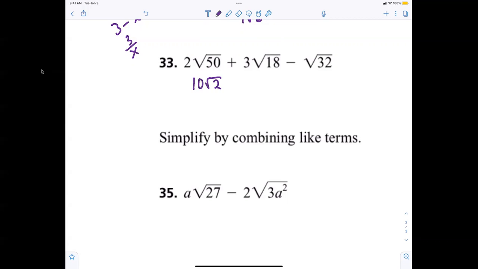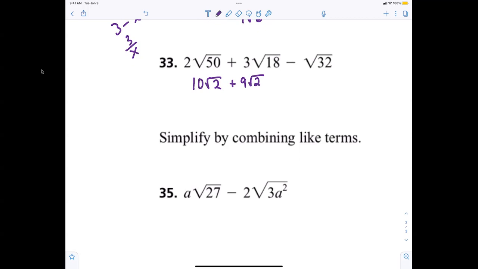Mm-hmm. 18 is what? 9 times 2. So square root of 9, but there's already a what? 3, so it's kind of confusing, but it's still 9 radical 2 plus 9 radical 2.